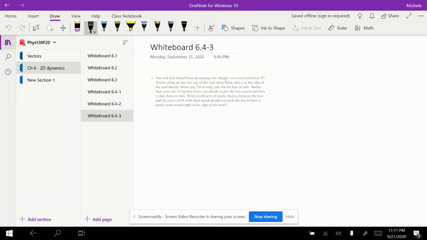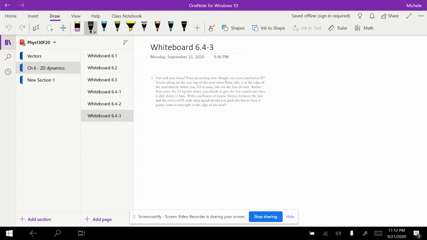Okay, in this problem we have two guys that are putting shingles on a roof, and the roof is pitched at 25 degrees. You are sitting at the very top of the roof when Peter, who is at the edge of the roof directly below you, 5 meters away, asks for the box of nails. Rather than carry it over, you decide to give the box a push and have it slide down to him. If the coefficient of kinetic friction between the box and the roof is 0.55, with what speed should you push the box to have it gently come to rest right at the edge of the roof?